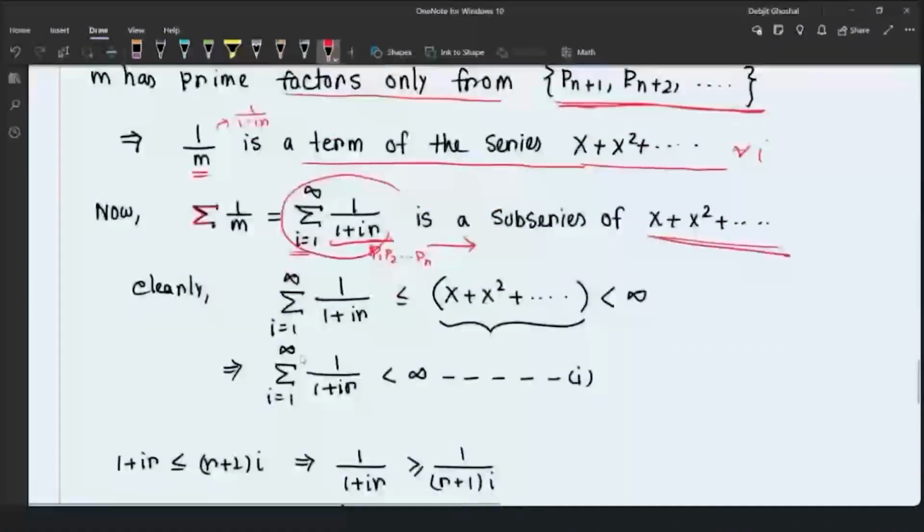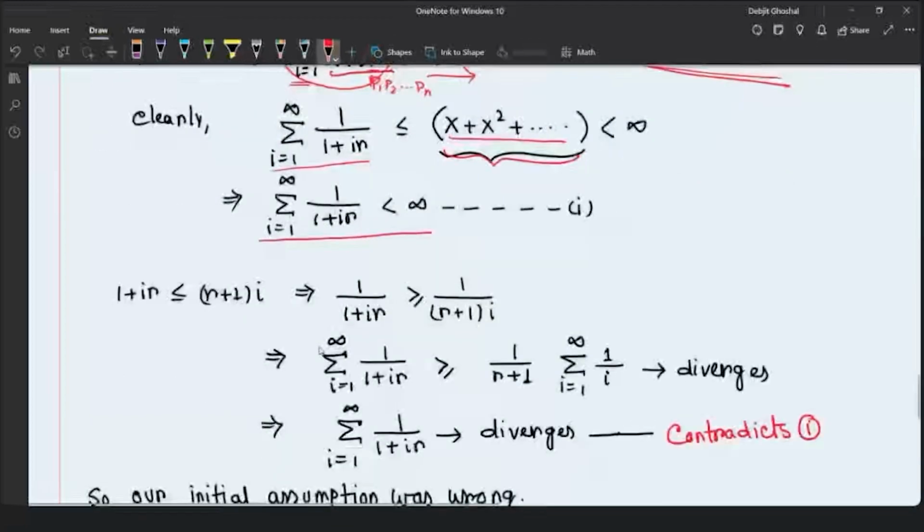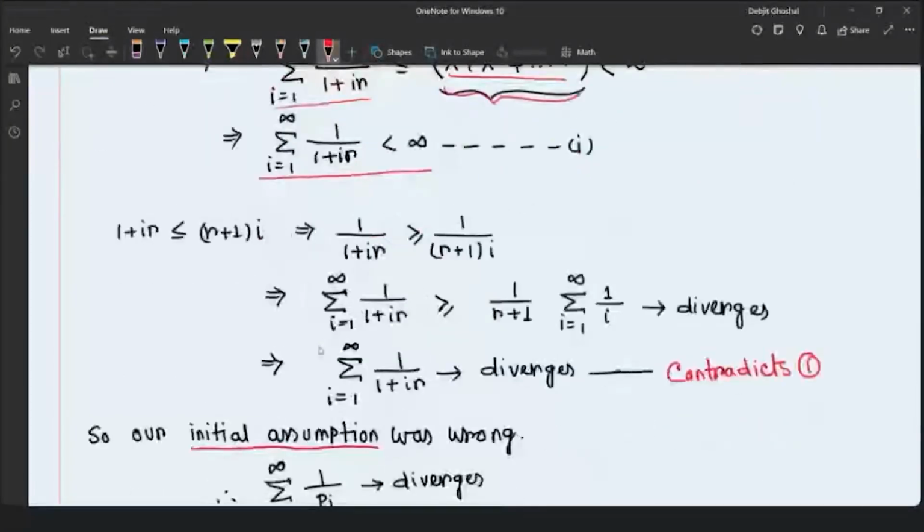Now, since this is a subseries, this sum is less than or equal to our original sum. We can write it because we know that this geometric series is convergent, so any subseries of this series is convergent. And where this converges, it either equals this or is less than it. So actually what we got is that this series is convergent. This is our main thing: summation i equals 1 to infinity of 1/(1+iR) is convergent.